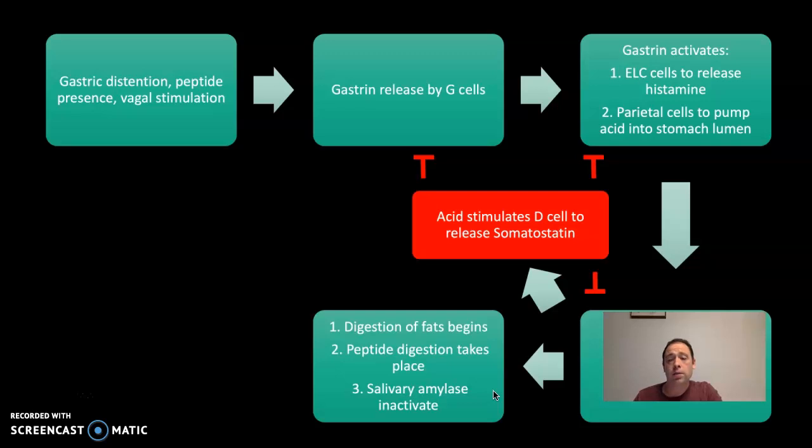Finally, this is just a summary of everything that has been mentioned so far. The signals being listed here: gastrin having an activation of ELC and parietal cells, stomach acid activating the chief cells, having an effect of digestion, as well as preventing or ceasing stimulation.